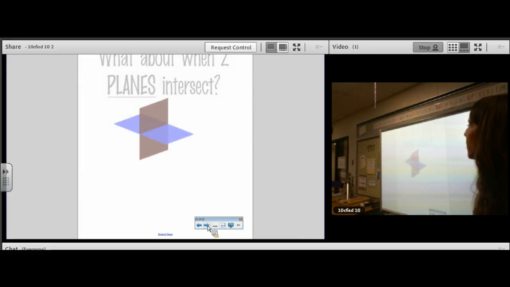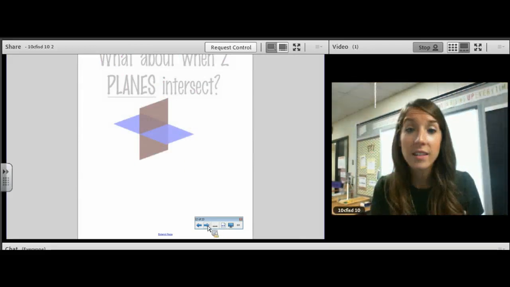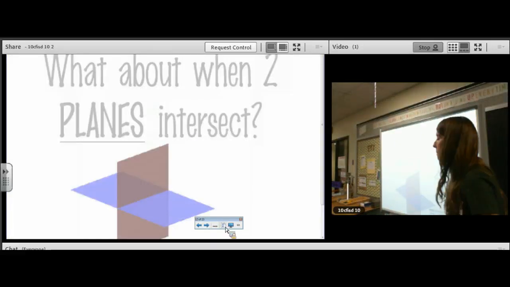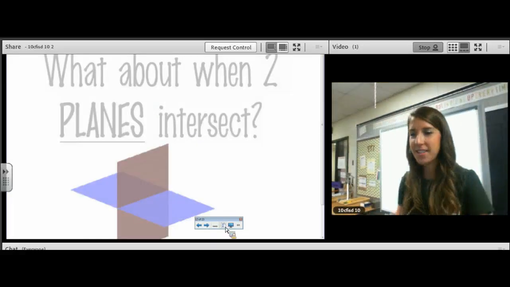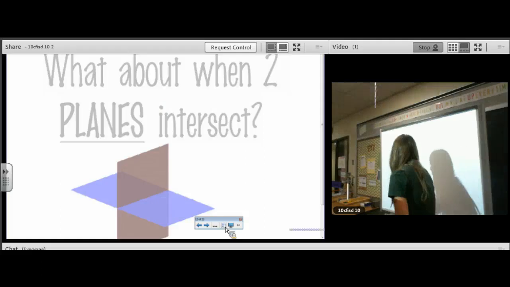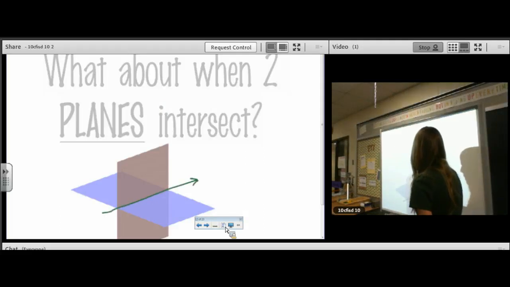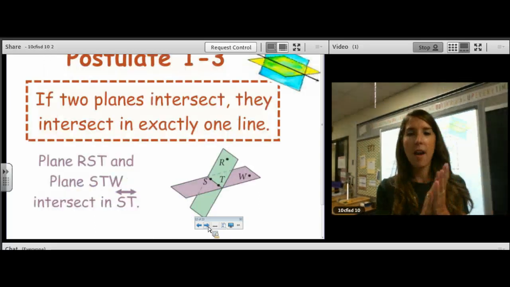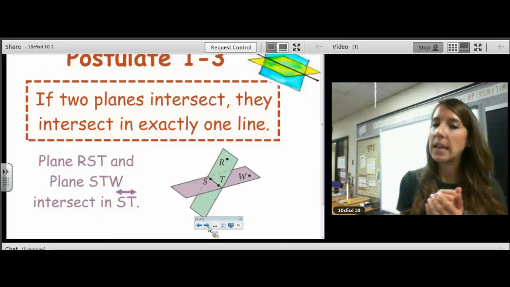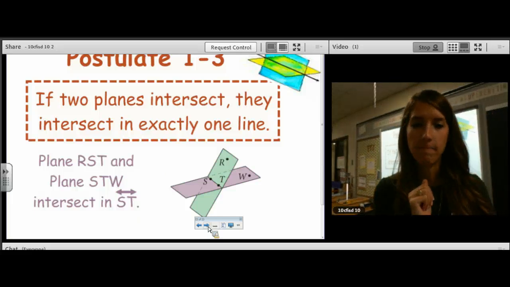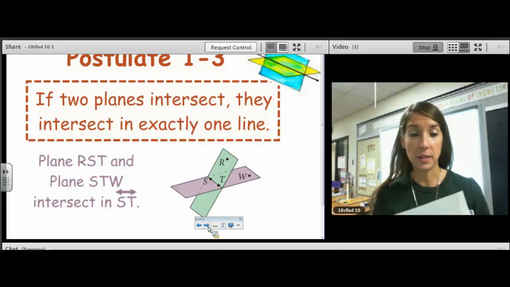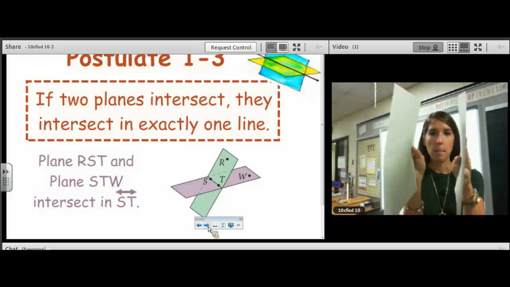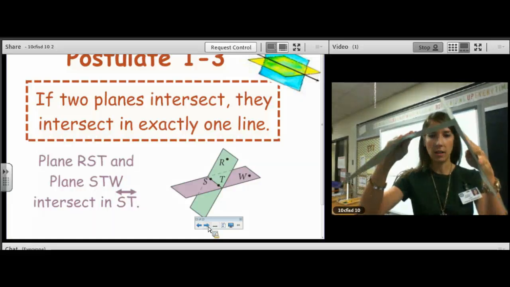Moving on. So we figured out when 2 lines intersect, you get a point. What do you get when 2 planes intersect? Yeah, totally. When 2 planes decide to cross, they're going to cross in a line. So that is postulate number 3. 3 down, 1 to go. Woo! If 2 planes intersect, they intersect in exactly 1 line. Can planes intersect 0 times? Can planes be parallel? Sure. 2 planes can be parallel, but if they do decide to intersect, you're going to get a line.